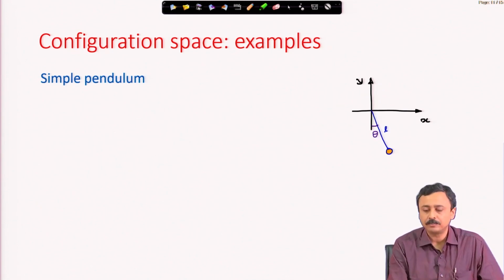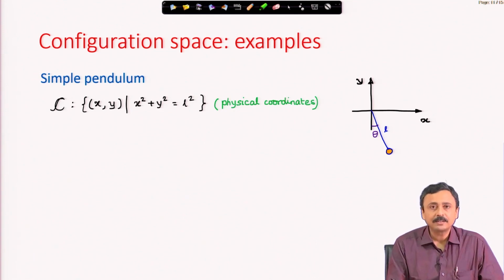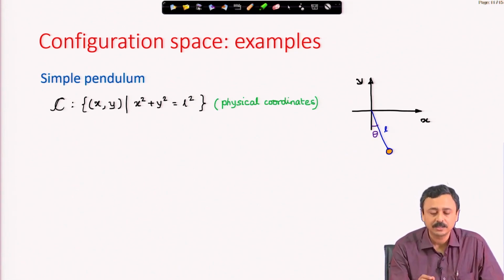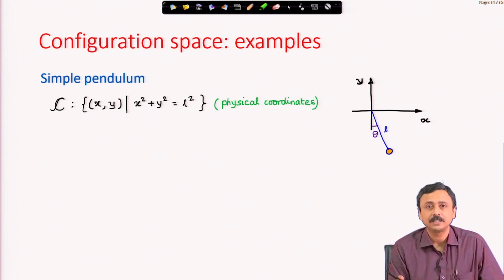Let us now look at a pendulum. The bob, which is the particle, is moving in the xy plane. I can measure these xy coordinates, but then there is a constraint. These 2 xy coordinates are not independent. I cannot arbitrarily specify these xy coordinates of the bob. And the constraint is x square plus y square is equal to L square, where L is the length of the string. xy are the physical coordinates which I can measure and see in the physical world.